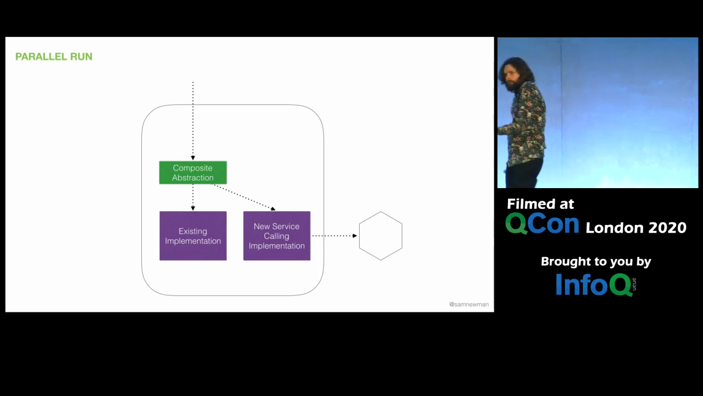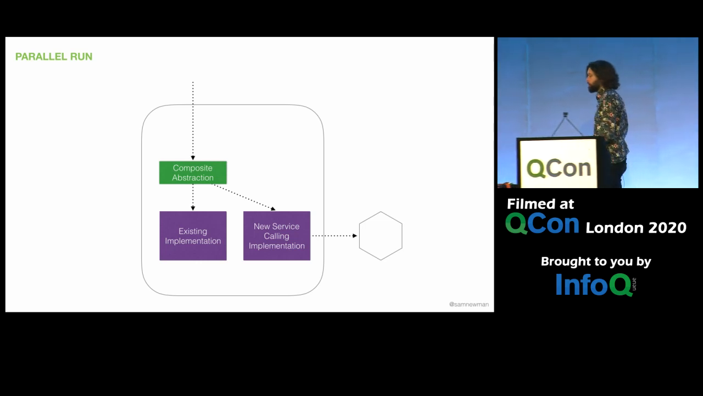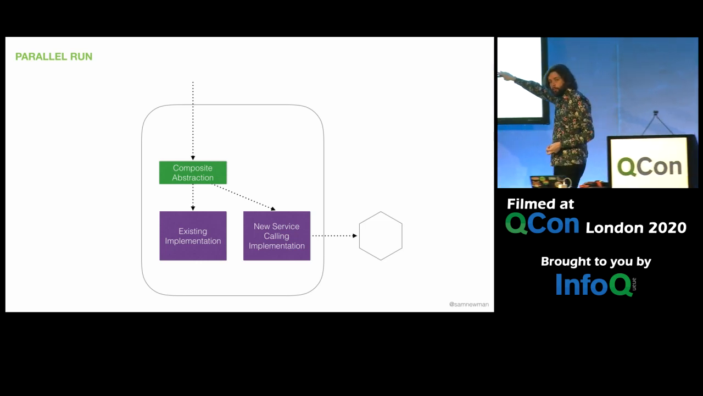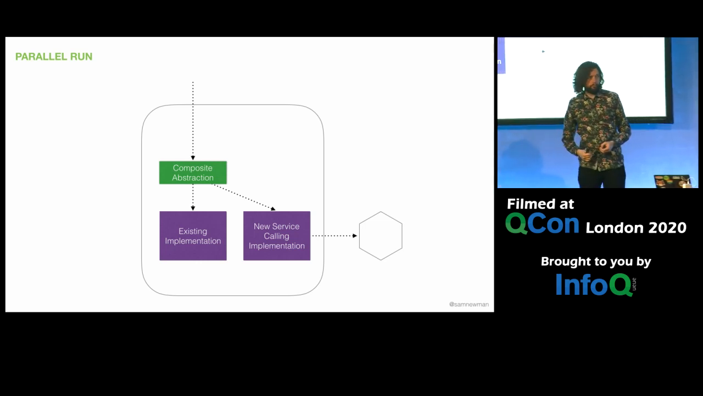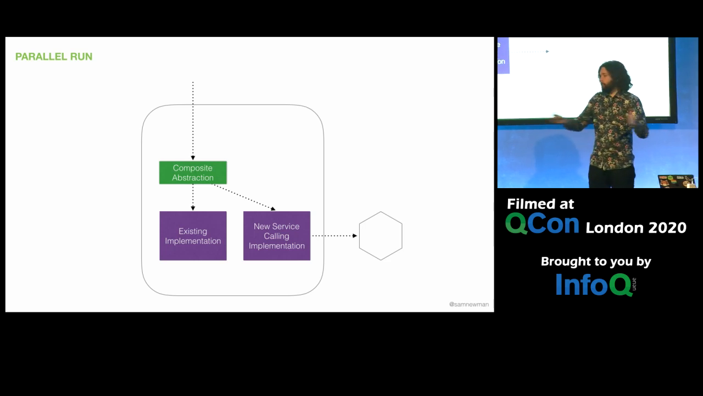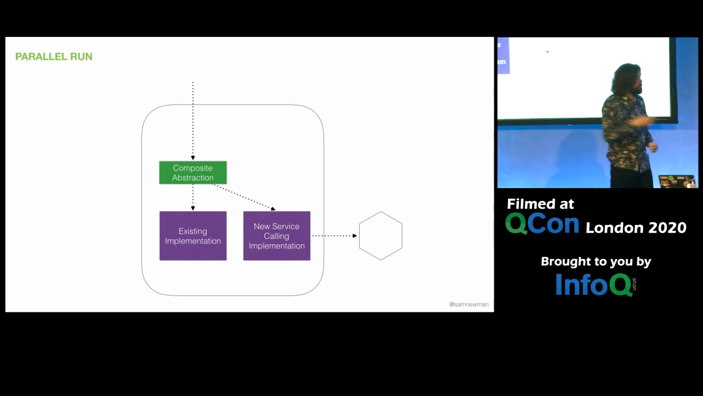So what we want to make sure is that our new microservice-based implementation has the same functional equivalency. So if I execute both copies of that functionality, I can compare them. So I execute both, and I compare the results. I've done this a few times.